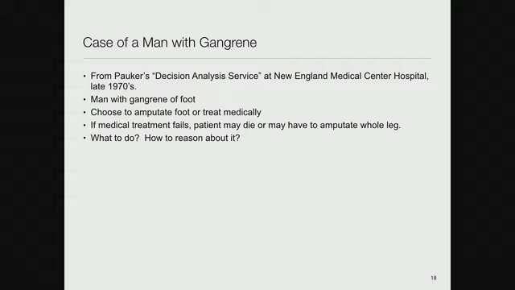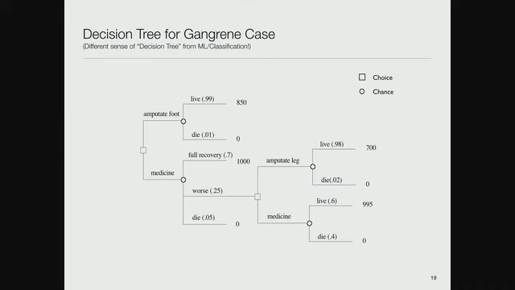And so the choice becomes a little more complicated, because if the medical treatment fails, then of course the patient may die. It's a bad outcome. Or you may have to now amputate the whole leg because the gangrene has spread from his foot up the leg, and now you're cutting off his leg. So what should you do, and how should you reason about this? So Pauker's staff came up with this decision tree. By the way, decision tree in this literature means something different from decision tree in like C4.5.